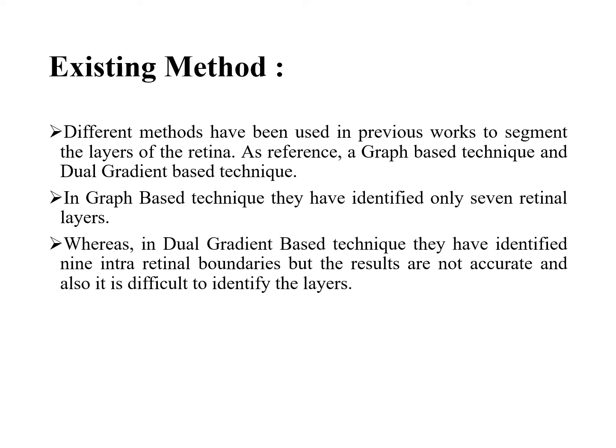Coming to existing methods, as a reference we have taken existing methods like the graph based technique and the dual gradient based technique. In the graph based technique they have identified only 7 retinal layers, whereas in the dual gradient based technique they have identified 9 intraretinal boundaries, but the results are not accurate and it is also difficult to identify the layers.